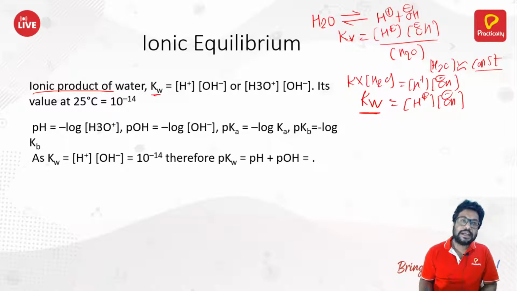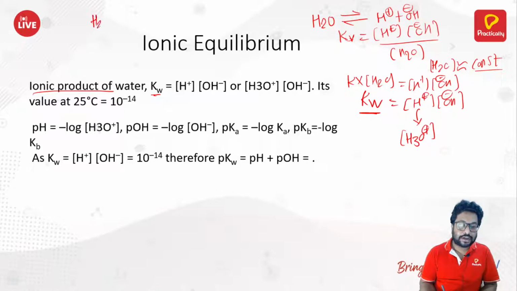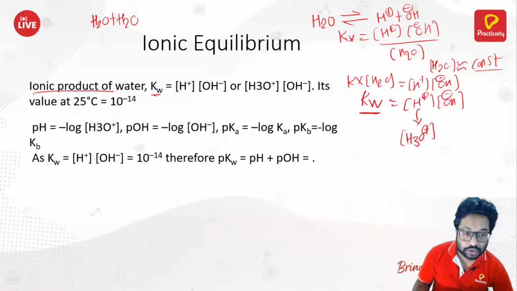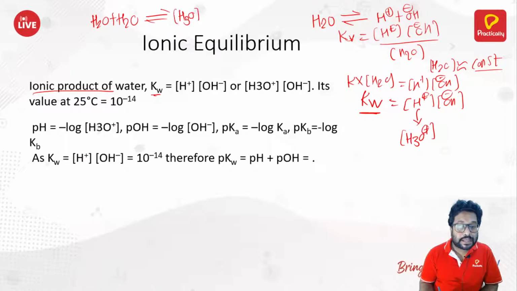Now H plus doesn't actually exist as such. H plus actually exists like this, H3O plus. So basically you can write the dissociation of water as H2O plus H2O giving you H3O plus plus OH minus. So that is why you had H3O plus and OH minus here.